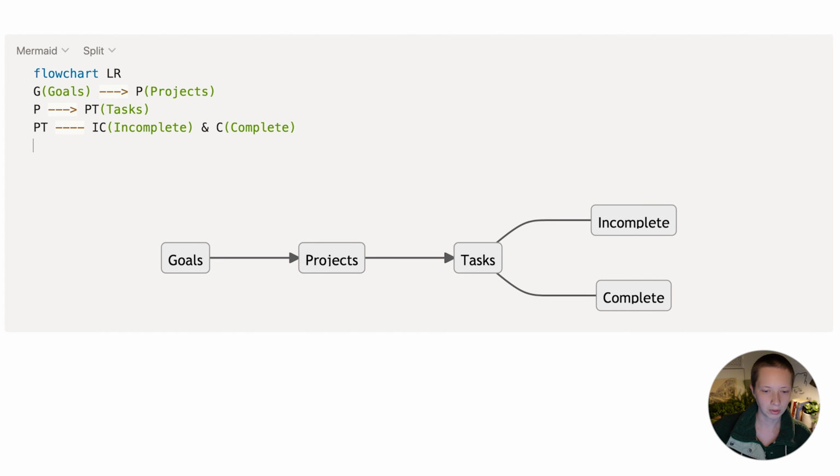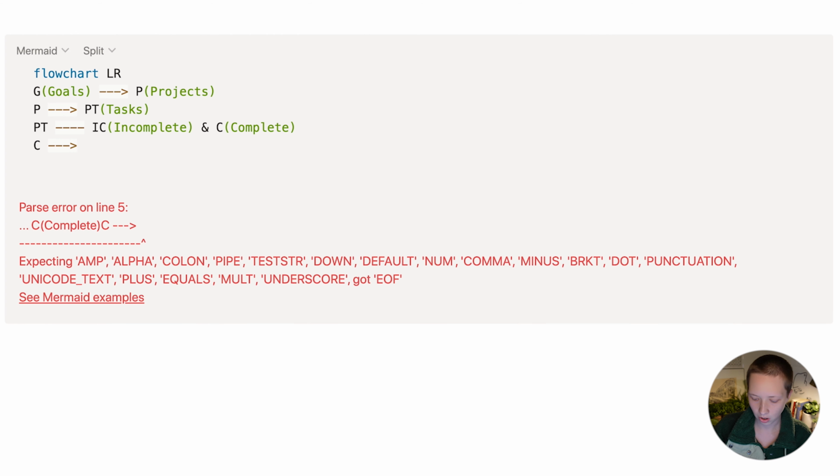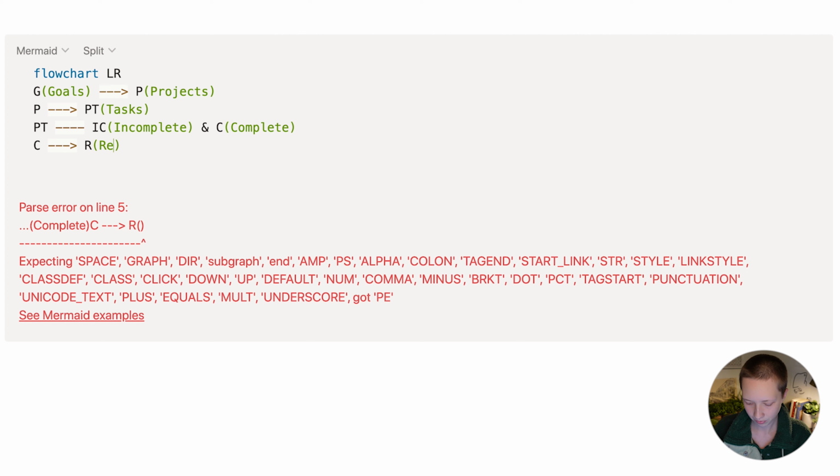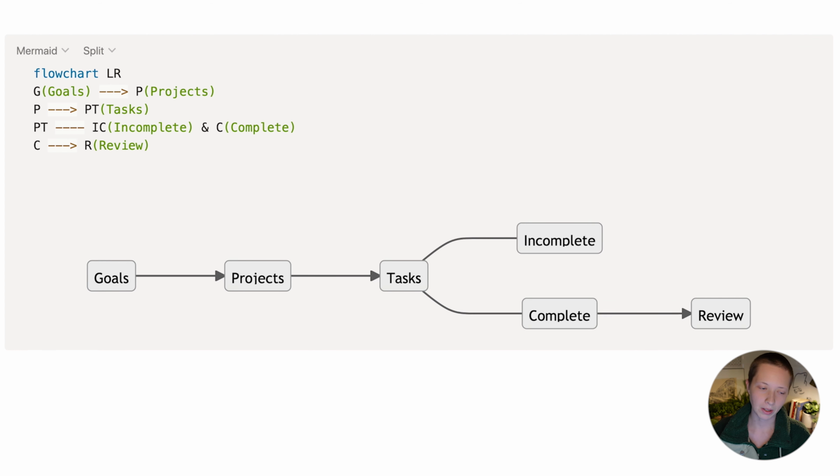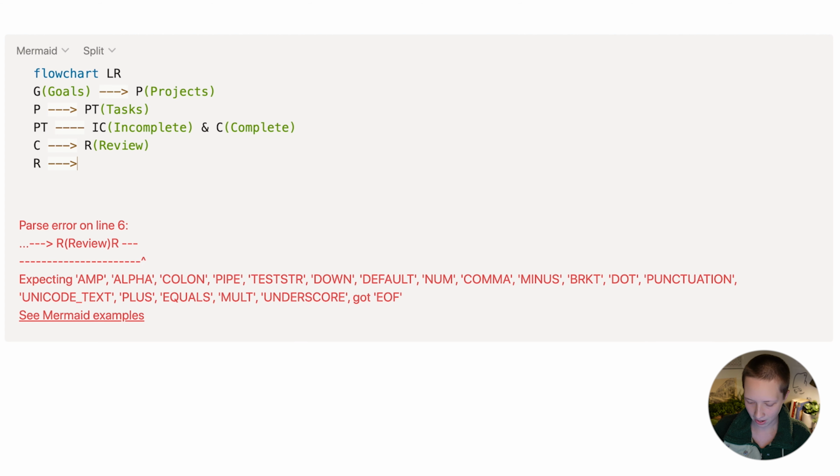Below that, let's add something else. Let's say upon completion of a task, we're going to conduct a review. So upon completion, so C, create an arrow to R, review. And the review will help us create new goals. So to display that, I'm going to create an arrow from review back to goals. R back to G.